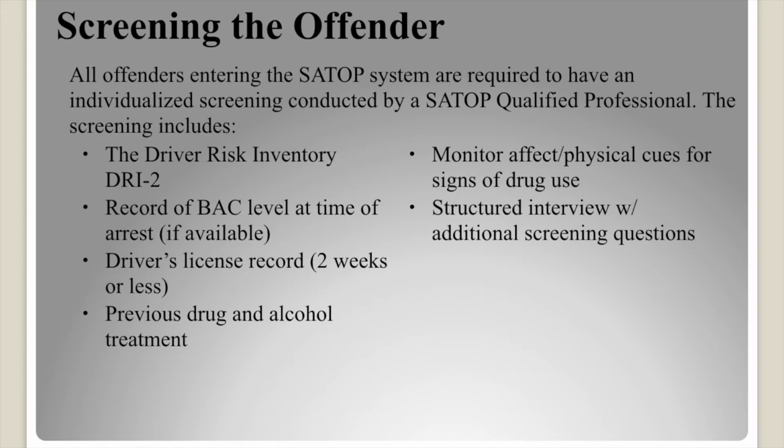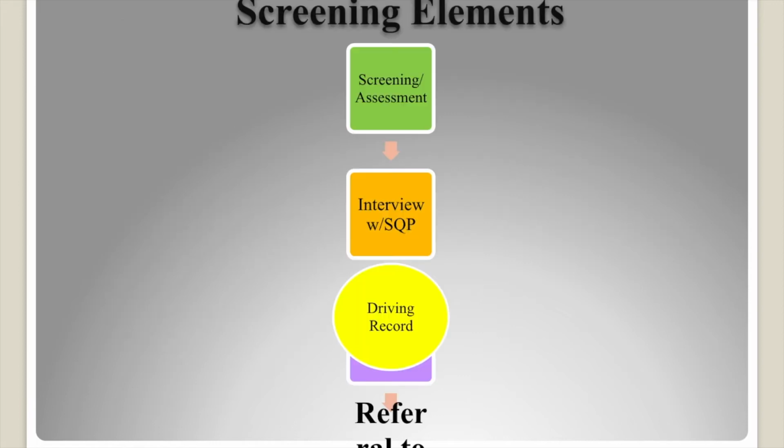We need to verify in CMOR any previous episodes of care regarding drug and alcohol treatment. And when these clients are in our office getting screened, we need to monitor their affect and any physical cues for signs of drug use, and conduct a structured interview of the offender with additional screening questions. So all the components of the screening process are essential for the proper screening and program placement of a client to the appropriate level of intervention. And if you have questions regarding the screening guidelines, you can refer to the screening and referral criteria, which is in your agency's contract amendment, or contract attachment R, I believe is the attachment.